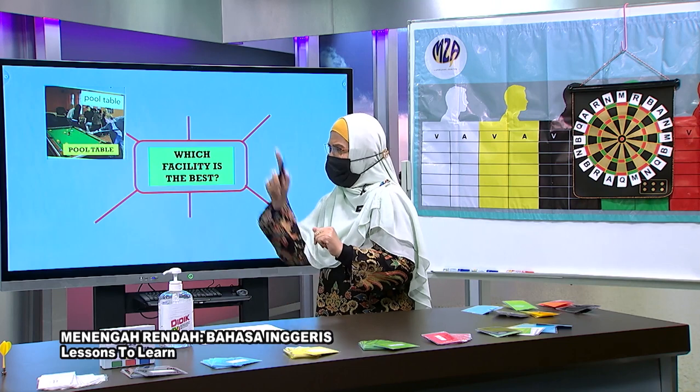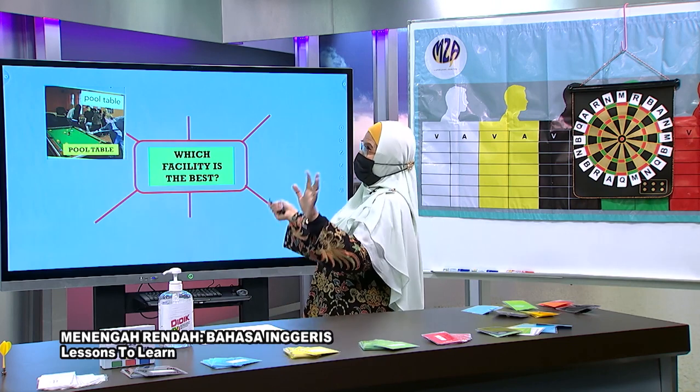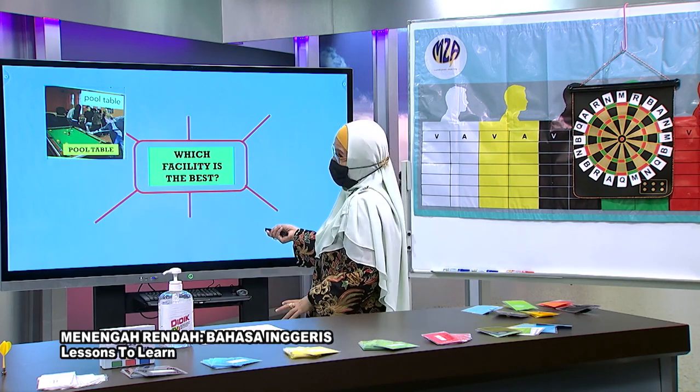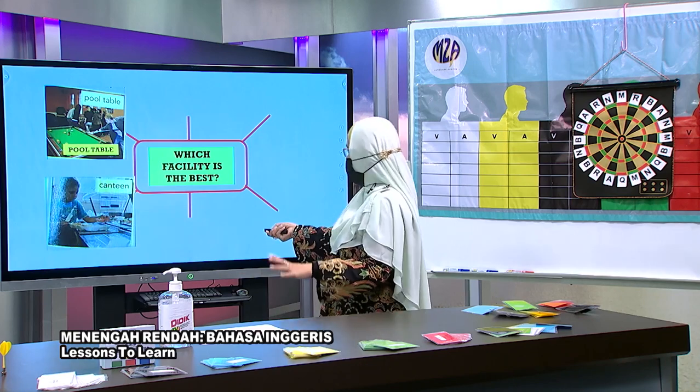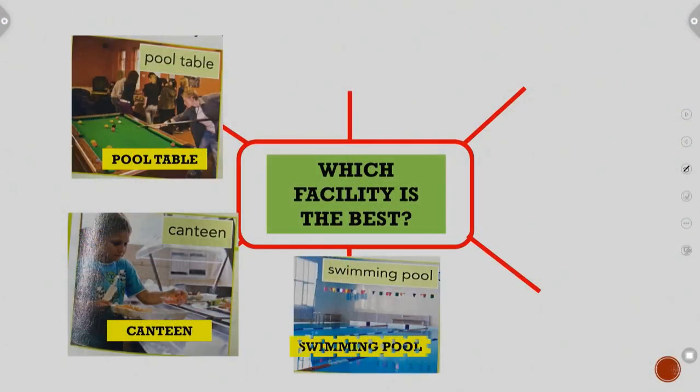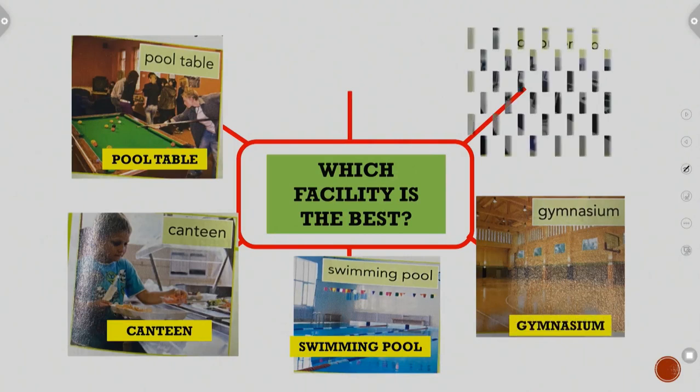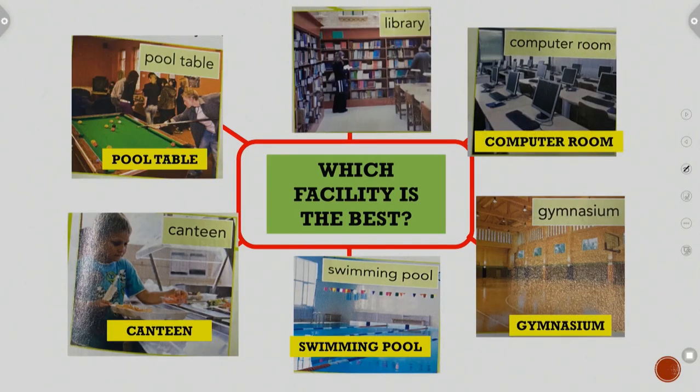I think it's nothing wrong to have it in Malaysia. Yeah, it's not a problem. Yes, I'll be so happy during our interval, teachers can go and play pool table. All right, okay, the next one will be canteen and swimming pool, or would it be gymnasium, or maybe computer rooms, or last but not least, library.